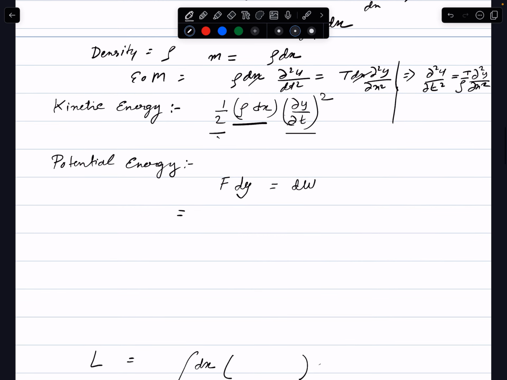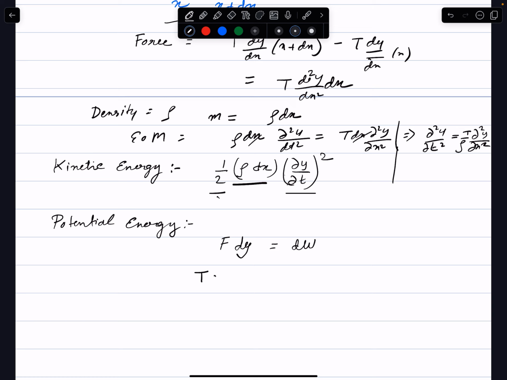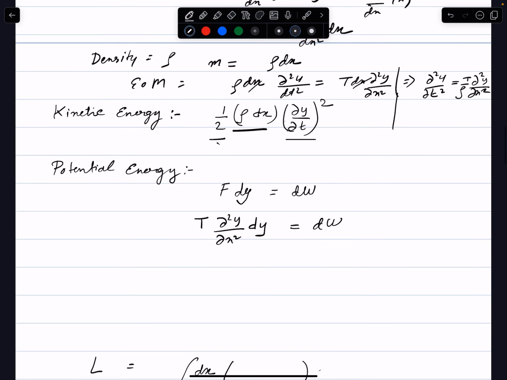Potential energy we have to find. So we will find it using this formula: what is the work done, and the work done is the potential that is stored. So that is given by F dy is equal to dW. F is the force, which we have found to be T del 2y del x2, into dy, because we are displacing by some y. Then this you can write as T del 2y del x2, del y del x into dx, or dy dx into dx.